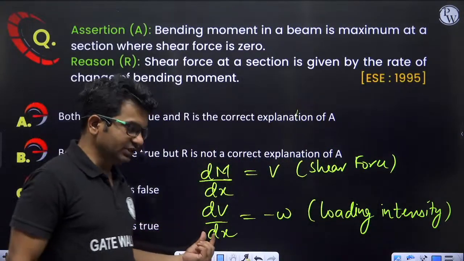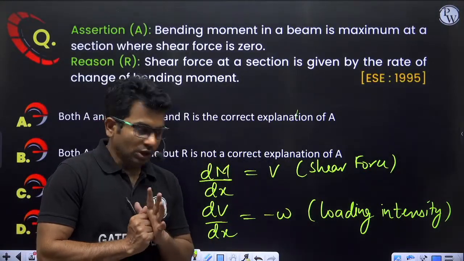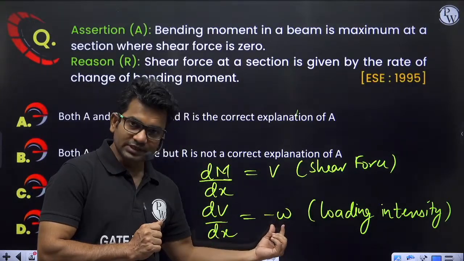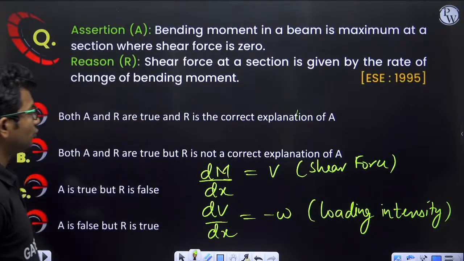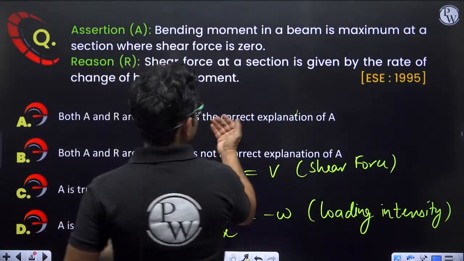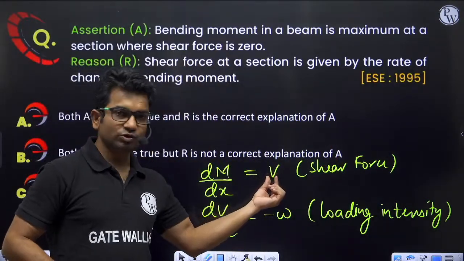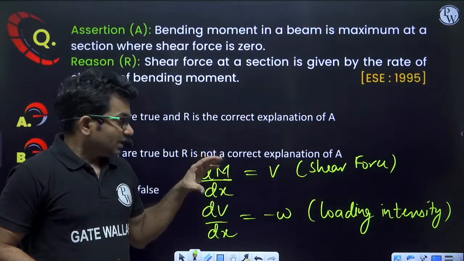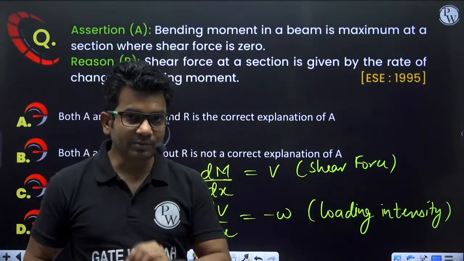Rate of change of shear force will be equal to loading intensity, right? So slope of shear force diagram is equal to loading intensity. Slope of bending moment diagram will be equal to shear force. So bending moment in a beam is maximum at a section where shear force is 0. If I put shear force equal to 0, I will be getting dM by dx equal to 0.